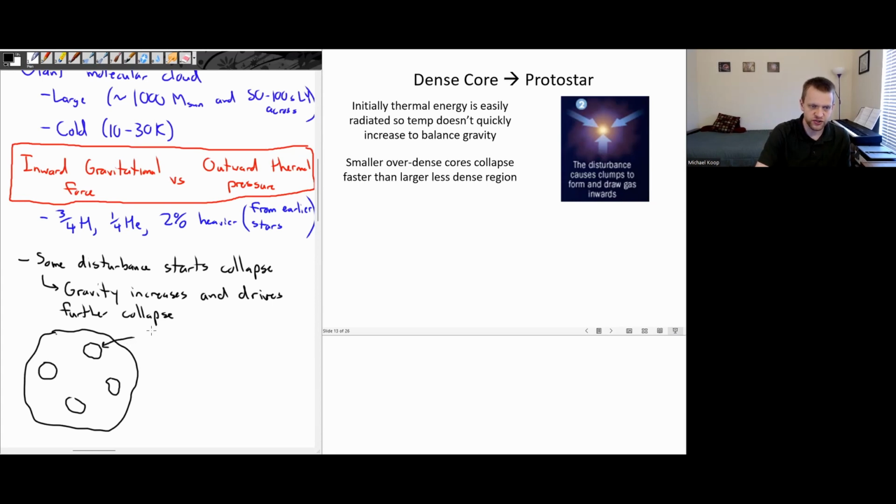So these overdense regions will actually collapse more rapidly than the cloud as a whole. When that original disturbance goes through, those regions that are already a little bit more dense than their surrounding neighbors are going to collapse first. So these collapse faster.